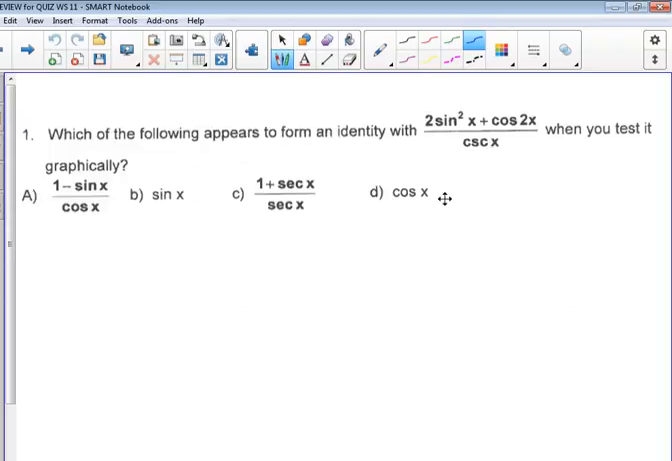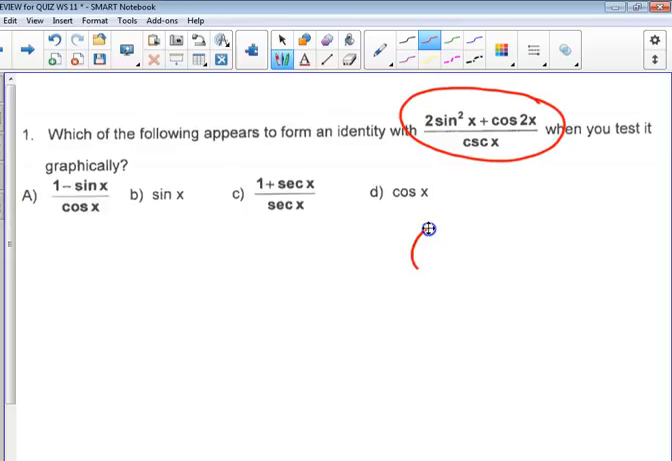So this is worksheet 11. It starts out with a question about, does this appear to be an identity if you graph it? What does that mean? How would you know? Which of the following appears to form an identity with this when you test it graphically? Yeah, it should look the same, right? Would look the same. So I'm going to talk about how to put this disaster in.